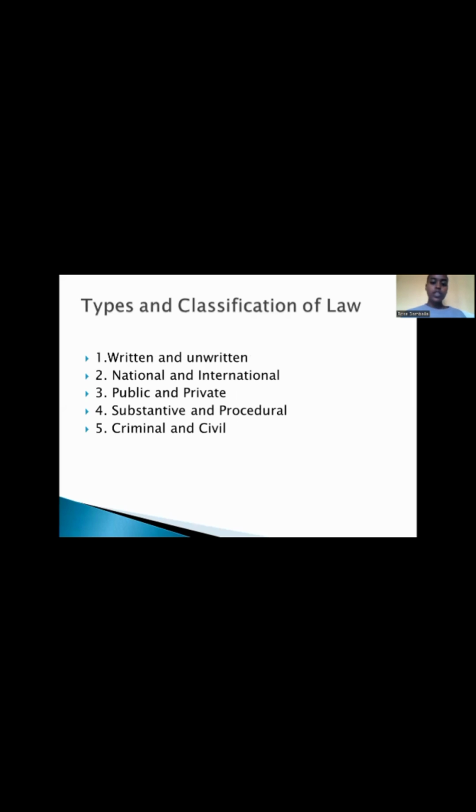Types and classification of law. Types and classification of law are highlighted in five terms. There's written and unwritten. There's national and international. There's public and private. There's substantive and procedural. There's criminal and civil. So let's try and see the difference, or rather compare between each of them.